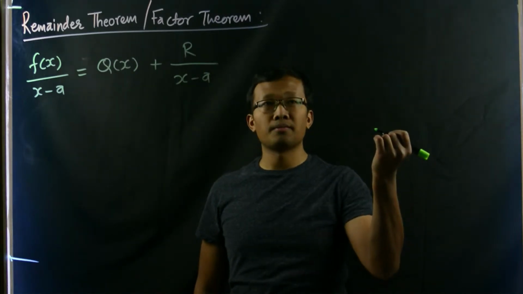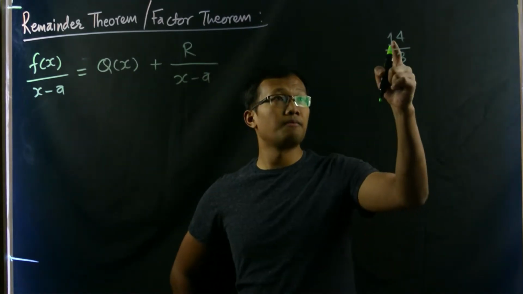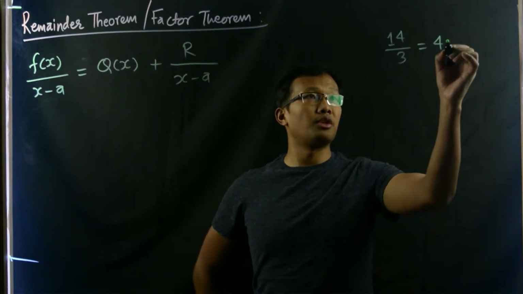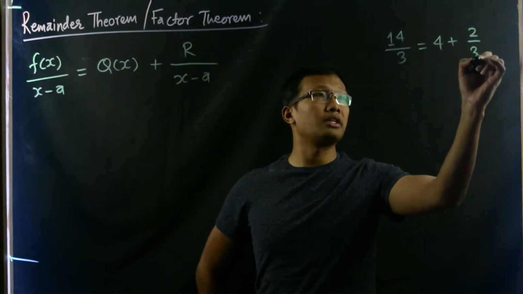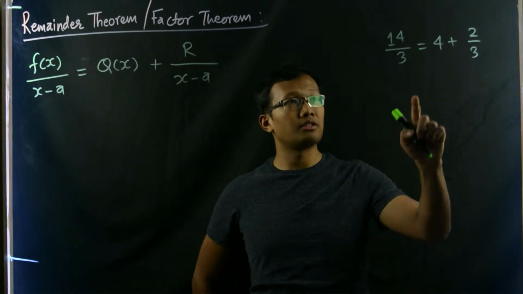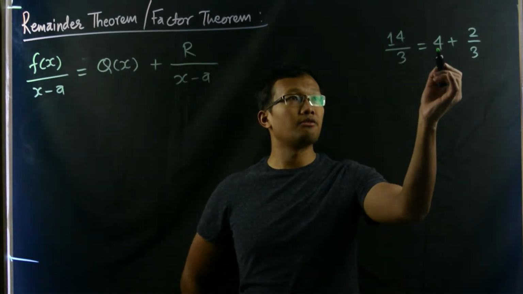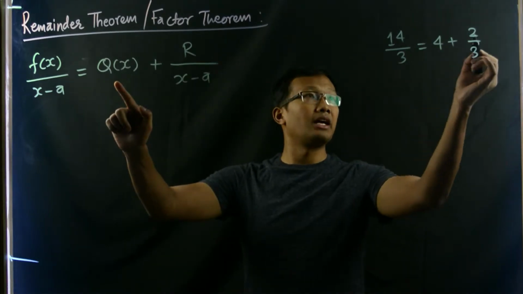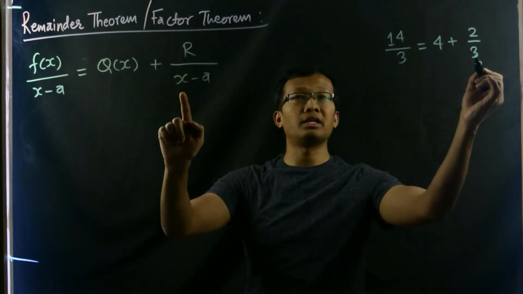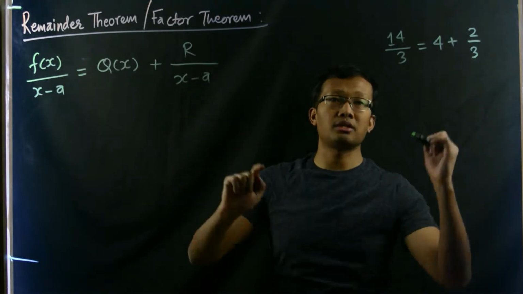Let's suppose you are dividing 14 by 3: 3 times 4 is 12, plus 2 over 3. So we are writing it in this way since 4 is the quotient. If you are dividing 14 by 3, then 4 is the quotient and 2 is the remainder, and 3 is the divisor. Okay.